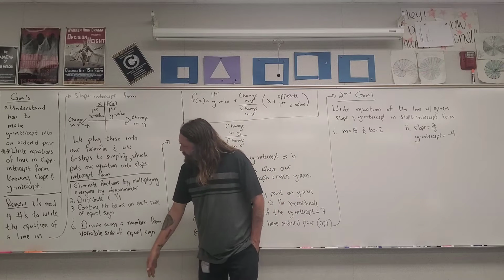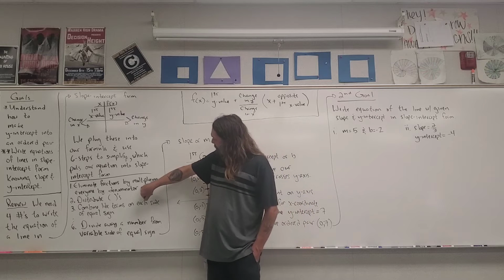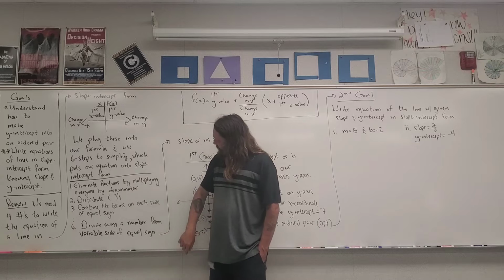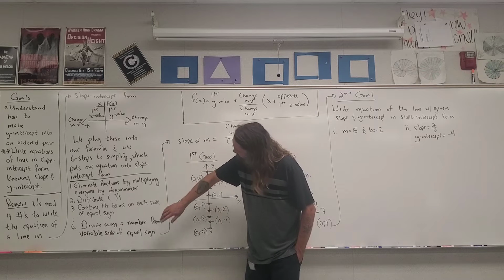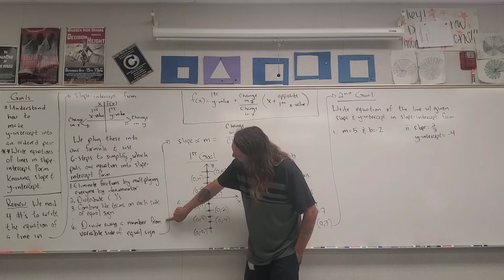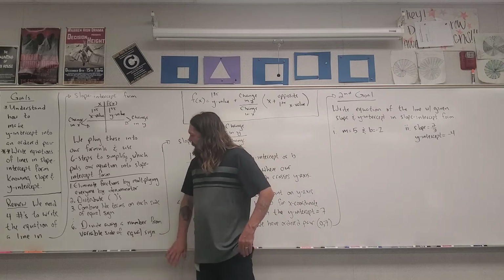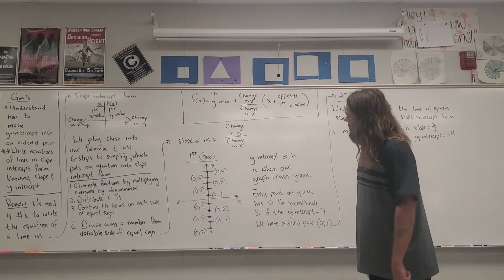I have 4 of our 6 steps written. Eliminate fractions by multiplying everyone by the denominator. Second step would be to distribute, meaning you have parentheses. The third step is to combine like terms on each side of the equal sign. We don't need the 4th and 5th step. And our last step, divide away a number from the variable side with the equal sign. Now the last step's a little bit of a variation of it, but it's still essentially the same idea.